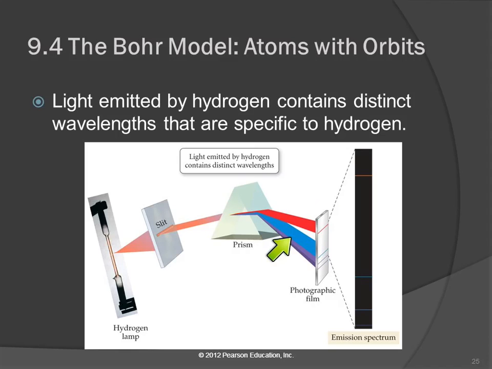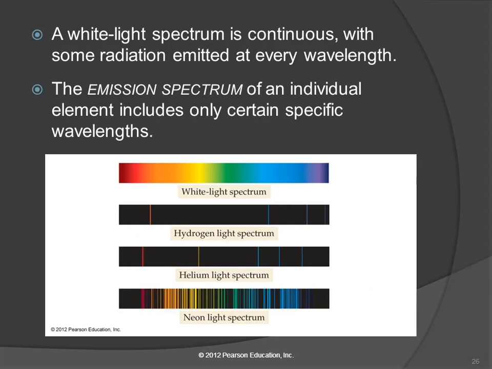This light is separated into its wavelengths just like the light from the sun is, but it doesn't have all the colors in it. It only has a couple. So this is what we get from white light. And we say this is a continuous spectrum. It's got some radiation at every wavelength. From a hydrogen light, we get 3 lines. So the light coming out of hydrogen only has certain energies, has certain wavelengths.